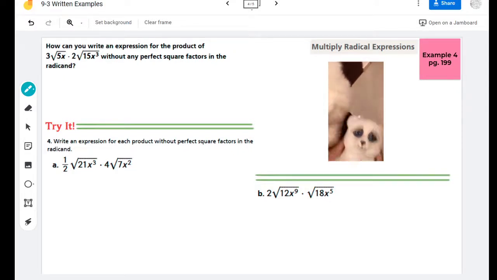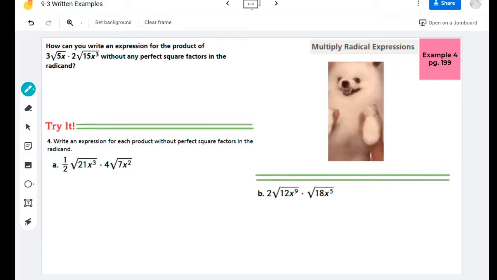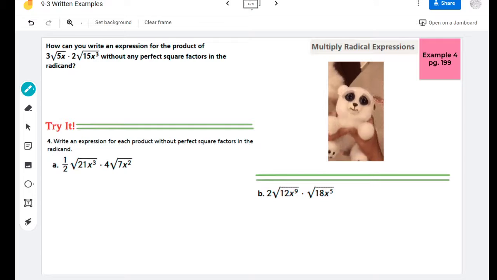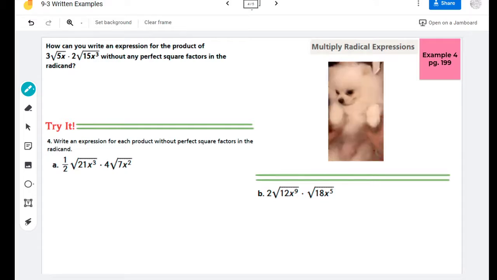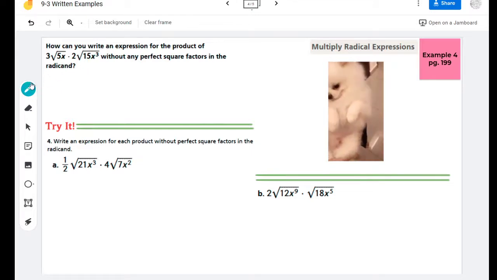In today's video, I'm covering example 4 from section 9-3 in the SavvasRealize Algebra 1 textbook. The goal of today's video is to multiply radical expressions. So we're taking two expressions that have radicals and multiplying them together.